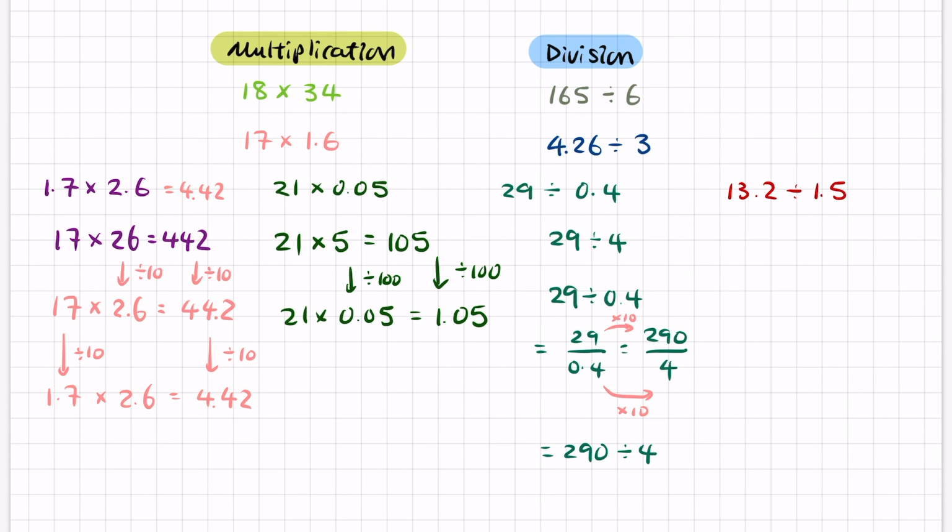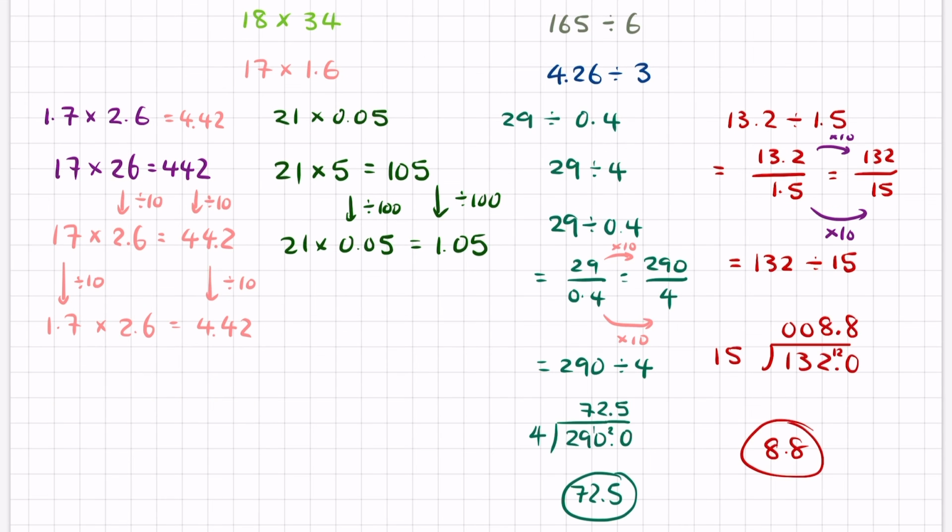Similarly, 13.2 divided by 1.5, we can rewrite that as 13.2 over 1.5, and then multiply the denominator and the numerator by 10. We will have 132 over 15. So 13.2 divided by 1.5 is the same as 132 divided by 15. Have a go and see if you can work out the answer. Remember, maths isn't a spectator sport. You can't get better at maths if you are only watching other people doing it. And here is the answer for you to check. Well done if you got it right.